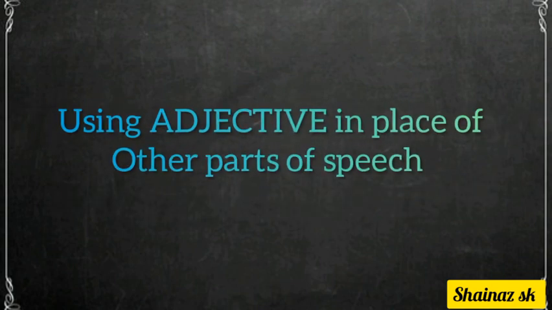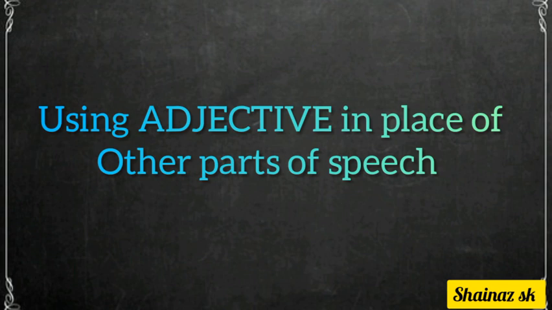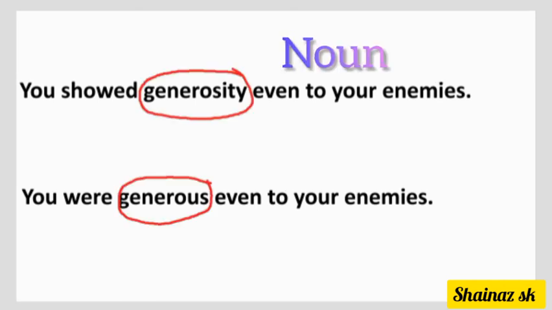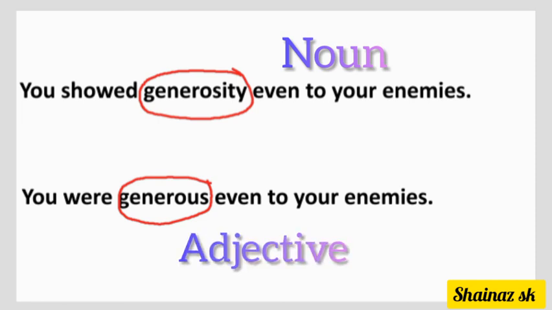Next, we will see the use of an adjective. Let us read the example sentence. You showed generosity even to your enemies. You were generous even to your enemies. In the first sentence, generosity is a noun. And in the second sentence, generous is an adjective. So in this way, an adjective can be used in place of a noun.